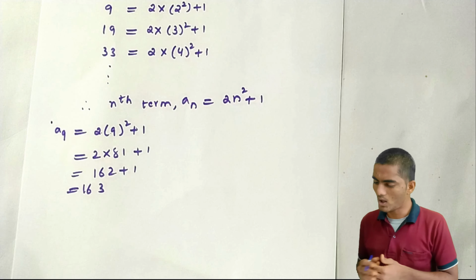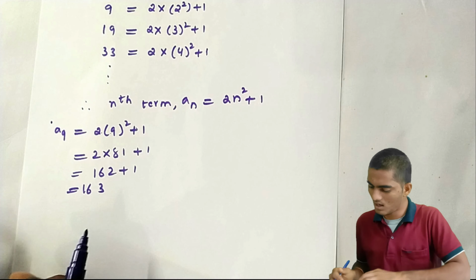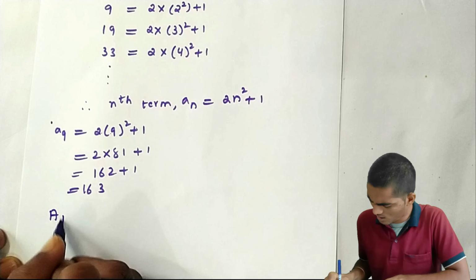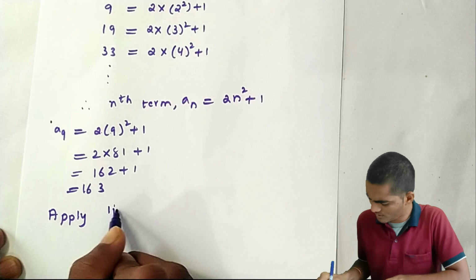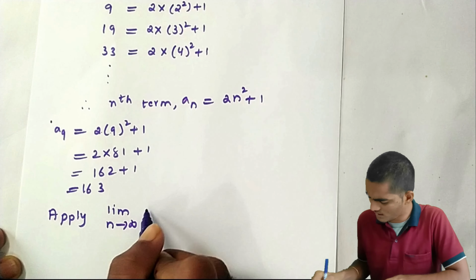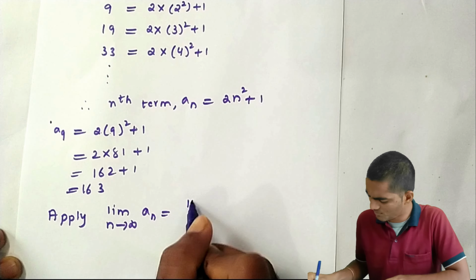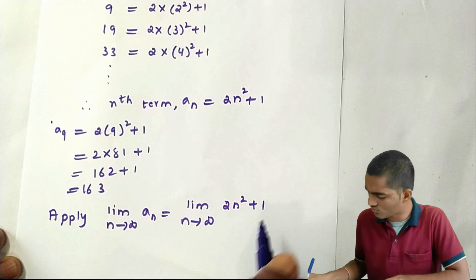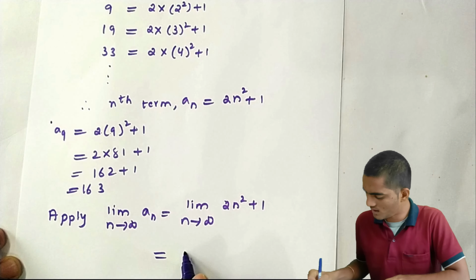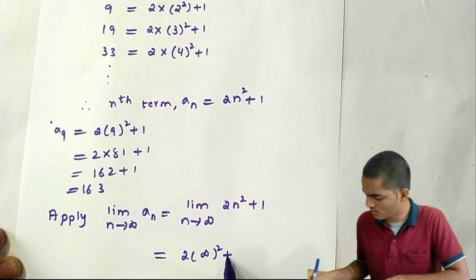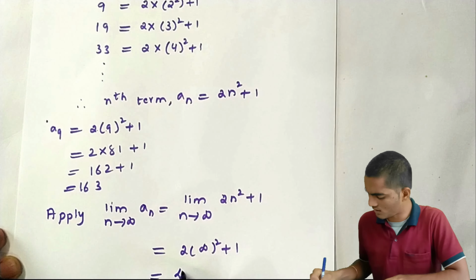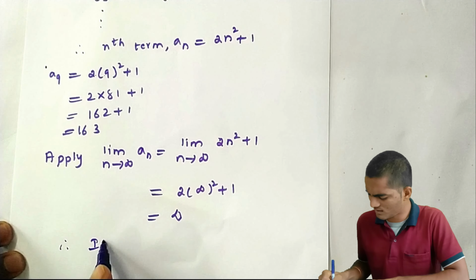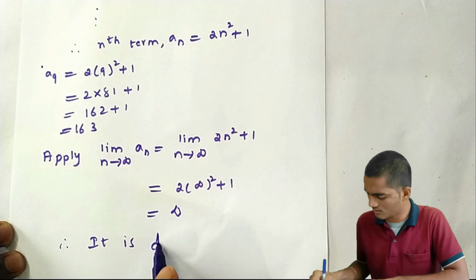Okay, next we want to find the nature of this sequence. Applying the limit to the nth term, the limit as n tends to infinity of an equals the limit as n tends to infinity of 2n^2 + 1. Okay, applying the limit, 2 into infinity square plus 1, therefore infinity. Therefore the given sequence is divergent.